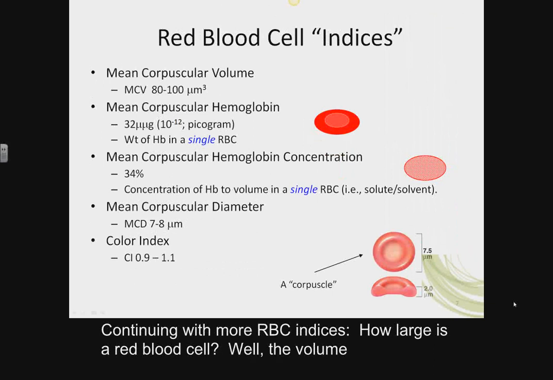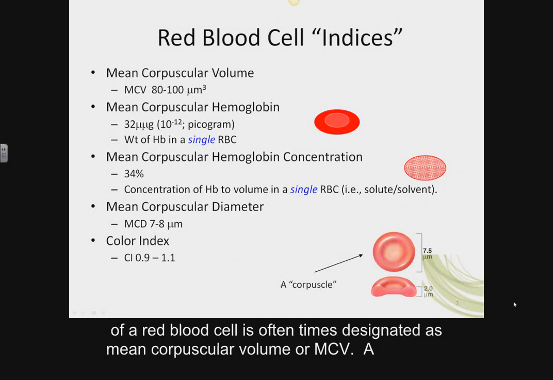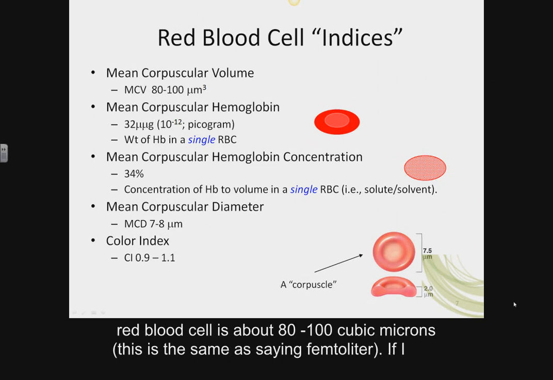Continuing with more red blood cell indices. How large is a red blood cell? Well, the volume of a red blood cell is oftentimes designated as mean corpuscular volume, or MCV. A red blood cell is about 80 to 100 cubic microns. This is the same as saying a femtoliter.